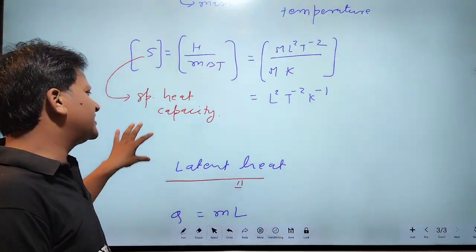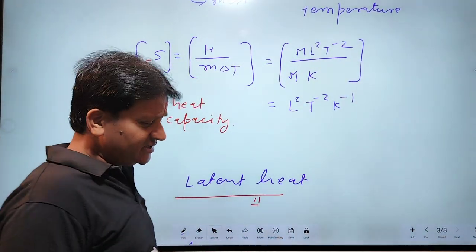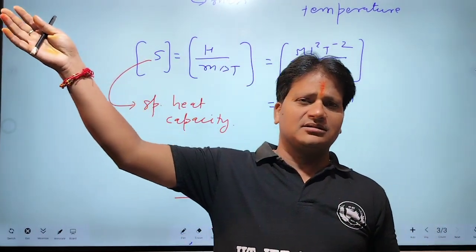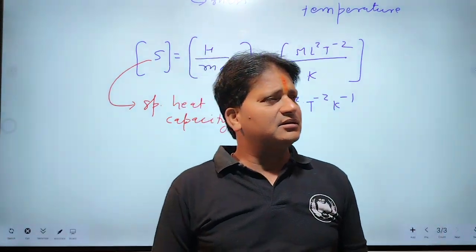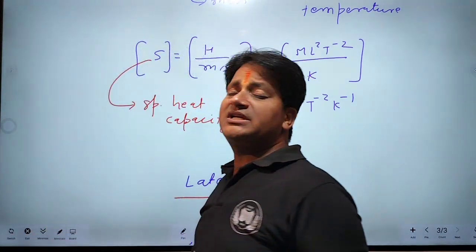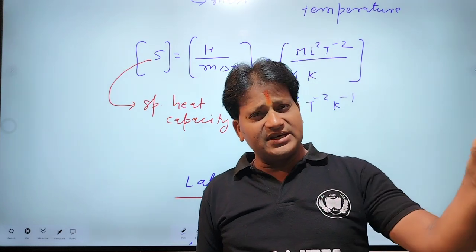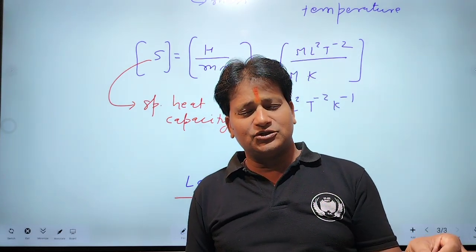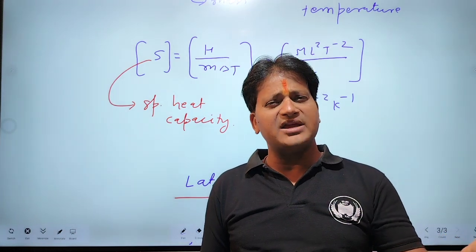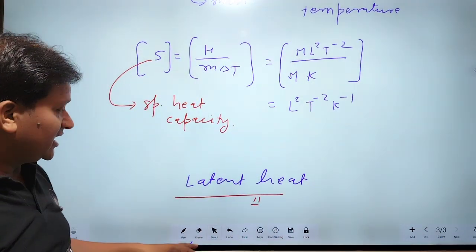Okay. Latent heat. Actually, a specific heat capacity you can study in future. A specific heat is defined as the amount of heat energy required to increase the temperature of unit mass of a substance by 1 degree C or 1 Kelvin.